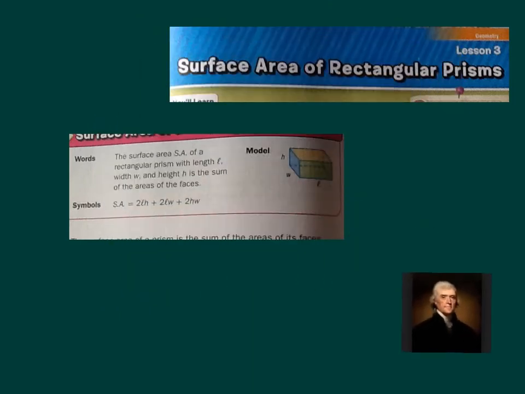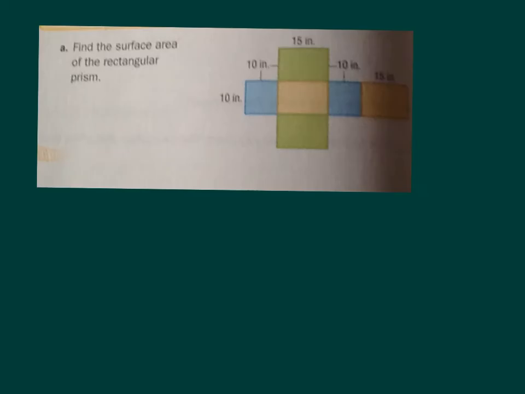This lesson is about surface area of rectangular prisms. So now we're getting into the surface area. An equation we're going to want to write down is surface area is 2 times the length and the height, 2 times the length and the width, and 2 times the height and the width. So let's go through an example.